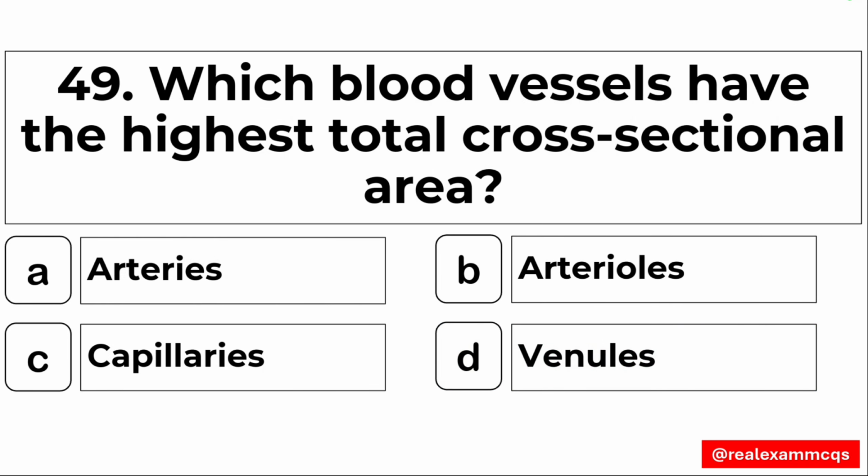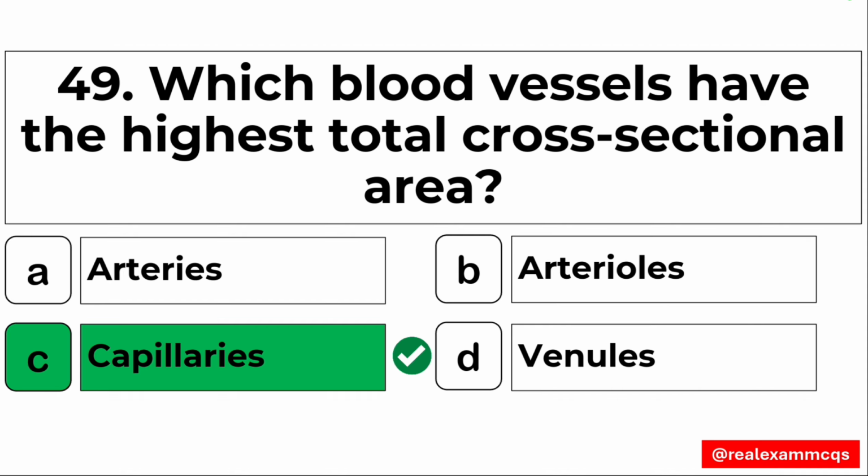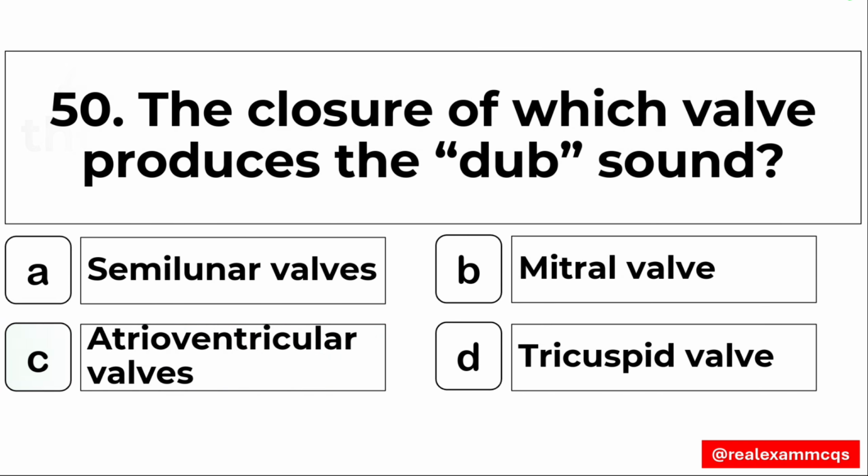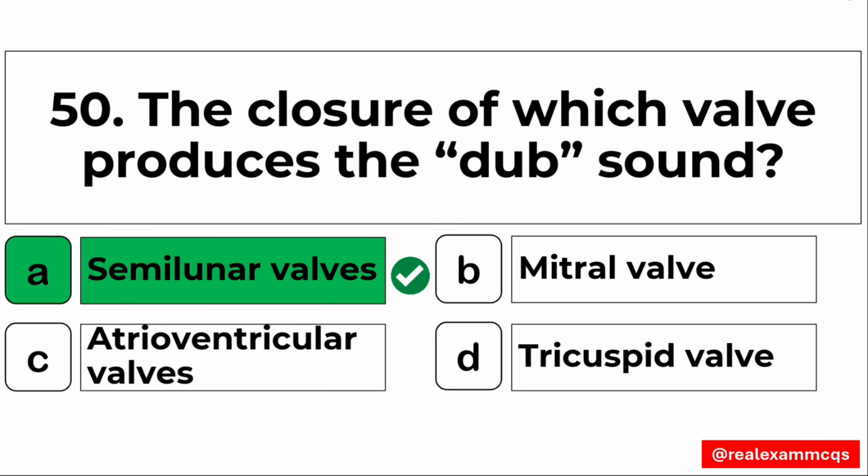49. Which blood vessels have the highest total cross-sectional area? Option C is the right answer, the capillaries. 50. The closure of which valve produces the dub sound? Option A is the right answer, the semilunar valves.